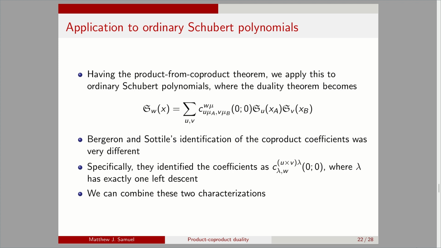So this is not the formula that Bergeron and Sottile found for the coproduct coefficients. Specifically, they identified the coproduct coefficients with these coefficients of the form c^{lambda w}_{u times v lambda} of 0, 0, where lambda has exactly one left descent. So it is very fruitful to combine these two characterizations. And we'll do that now.